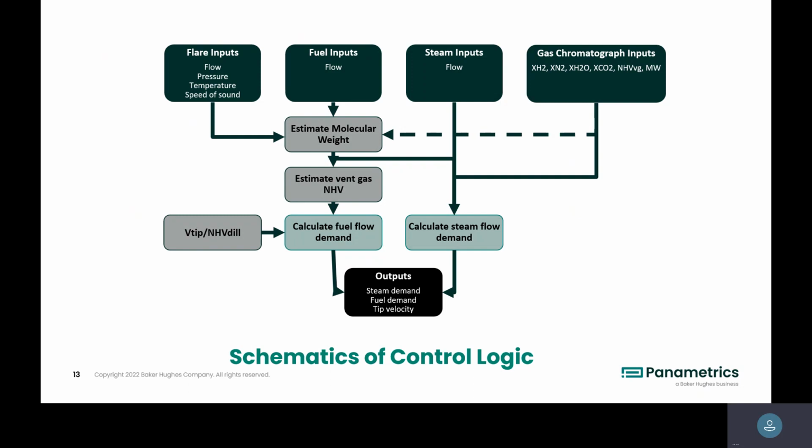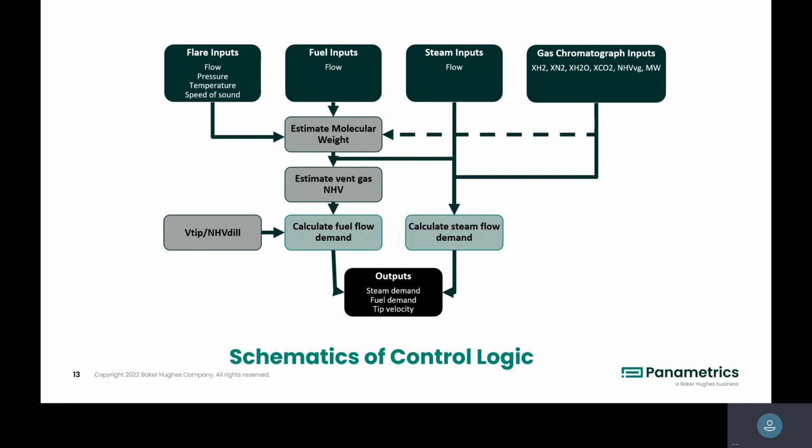And also nitrogen or other non-combustible gas. If you have a large amount or larger variation of those, you can have more accurate measurements if you have GC or mass spec. But otherwise, Flare.IQ can operate without GC or other gas analyzer.